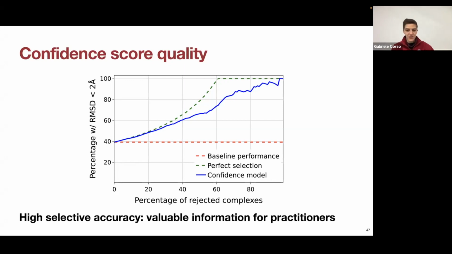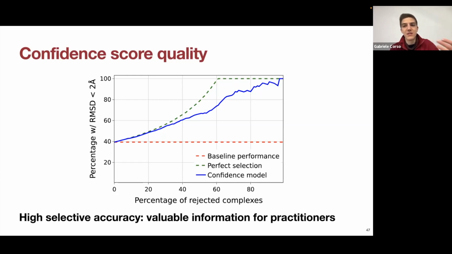So what we see here in this evaluation is the selective accuracy of the confidence score. And what does that mean? In this plot here, first of all, on the y-axis, we have the percentage of predictions with an RMSD below 2, so the percentage of good predictions, so to say. And on the x-axis, we have the percentage of complexes for which the confidence model is allowed to abstain from making a prediction. So let me explain that a little more.